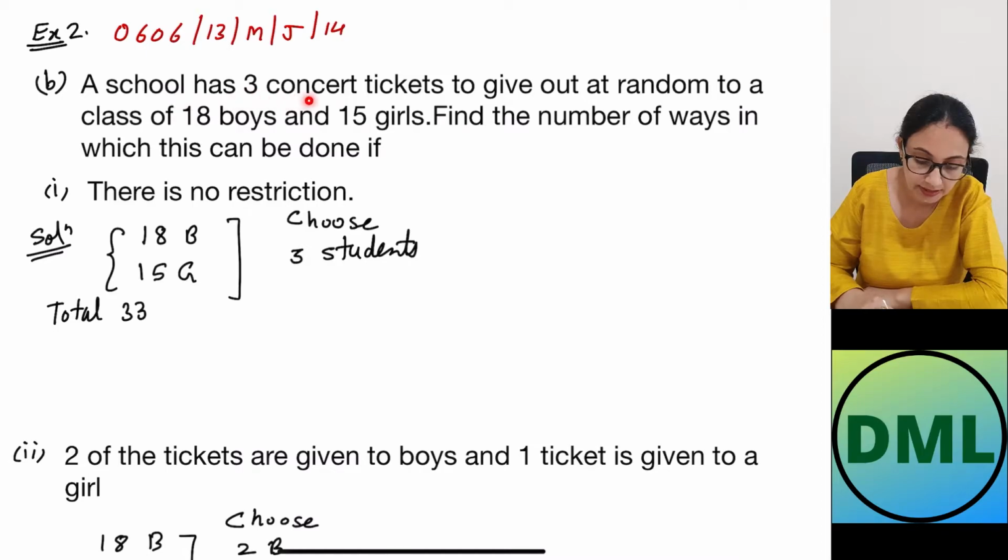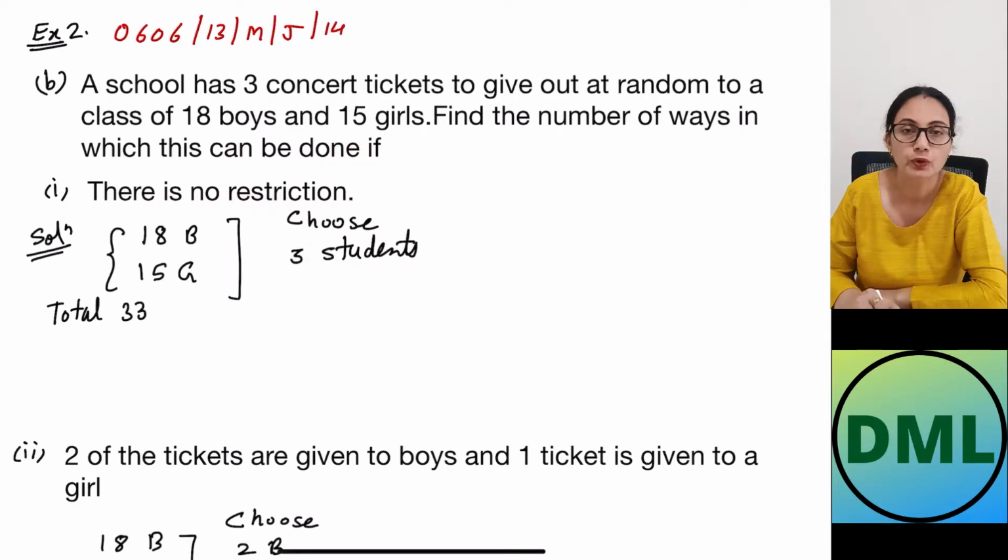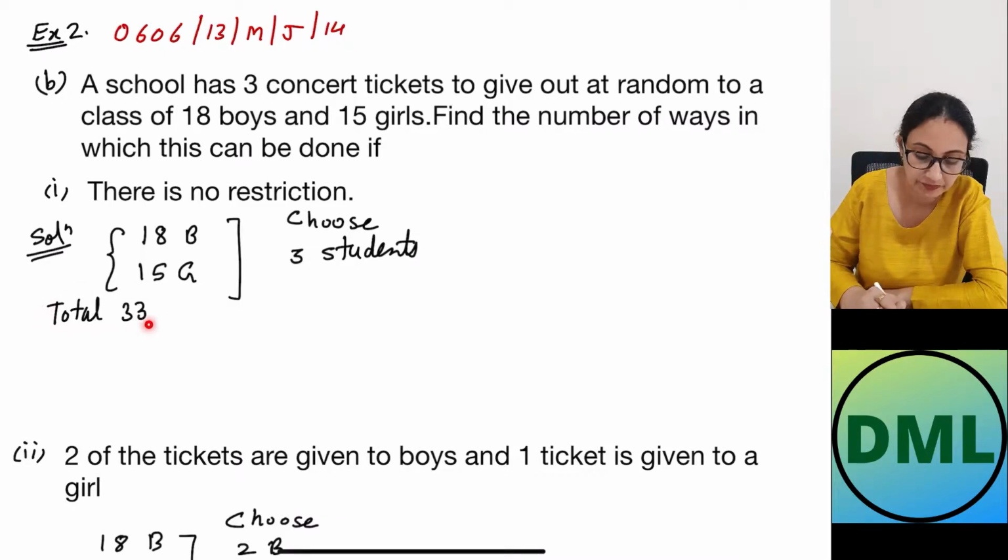A school has 3 concert tickets to be given out at random to a class of 18 boys and 15 girls. Find the number of ways in which this can be done if there are no restrictions. Now you have to give 3 tickets to 18 boys and 15 girls. In total you have 33 students, and you have to pick 3 students out of the 33 students.